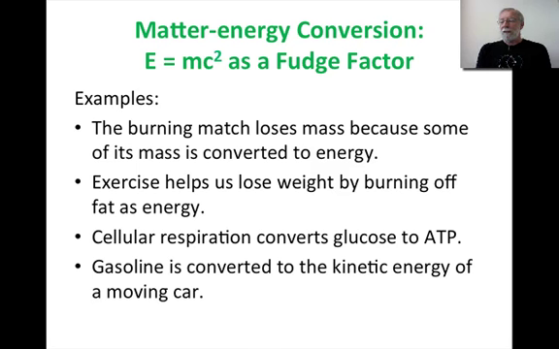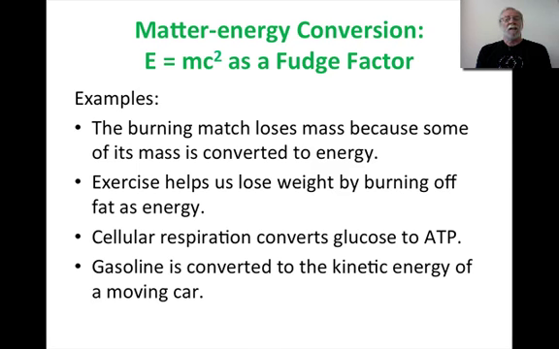We believe that classical physics is an essential foundation for understanding relativistic physics for all students, but most students have learned about E equals mc squared and tend to use it as a convenient fudge factor. So many students agree with each of the statements here. They would say the burning match loses mass because some of its mass is converted to energy. Exercise helps us lose weight by burning off fat as energy. Cellular respiration converts glucose to ATP. Gasoline is converted to the kinetic energy of a moving car.